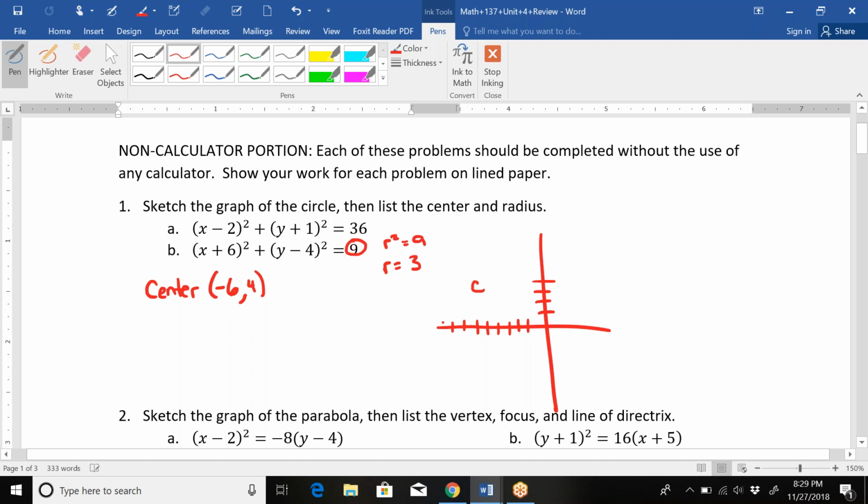So you go 3 to the left, 3 down, 3 to the right, and 3 up. And then you draw the best circle that you can. Of course, I'm not even using gridded paper, so it's going to look like a smushed egg. Okay.